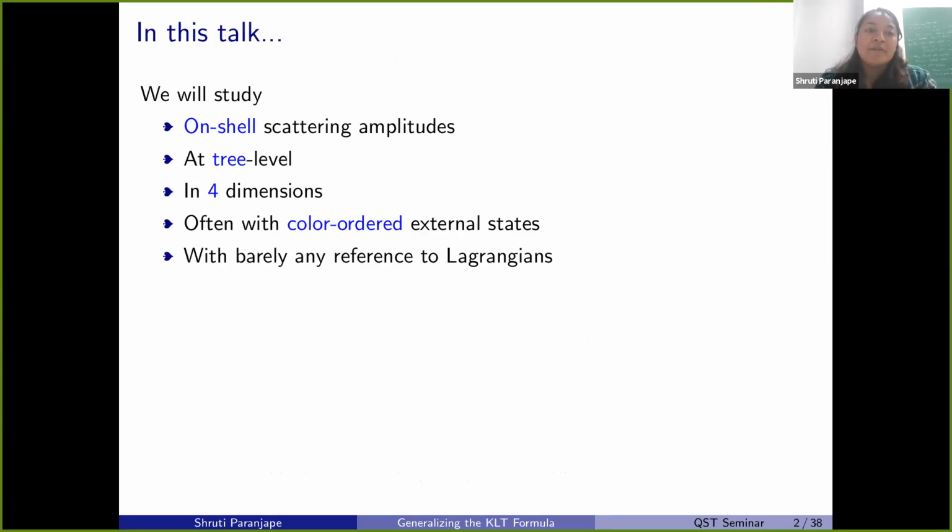Let's start. In the talk, I will focus on shell scattering amplitudes. They will all be at tree level, and they will all be in 4 dimensions. When I'm talking adjoint states, typically I will think about the partial amplitude, which means that I will be thinking about an amplitude with a particular color ordering of the external states. I will also try as far as possible not to refer to Lagrangians and stay on shell throughout.